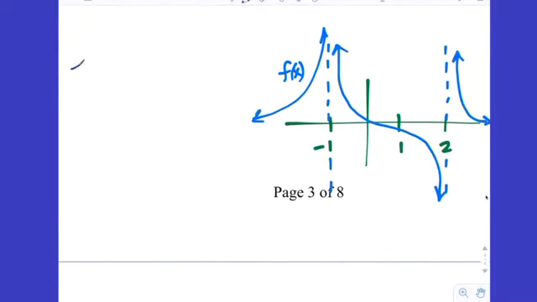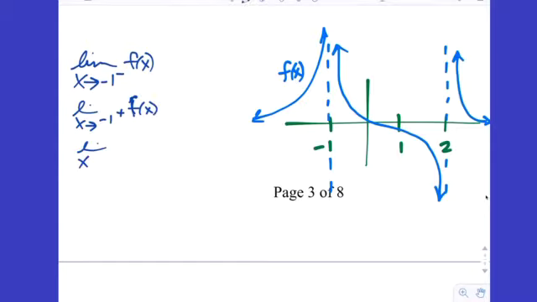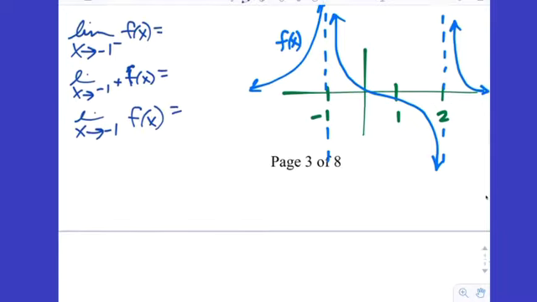Number 1, what is the limit as x approaches negative 1 from the left of f? What is the limit as x approaches negative 1 from the right of f? And what is the general limit as x approaches negative 1 of f of x? Answer those questions. And then when you're done, we're going to do the same thing at 2.